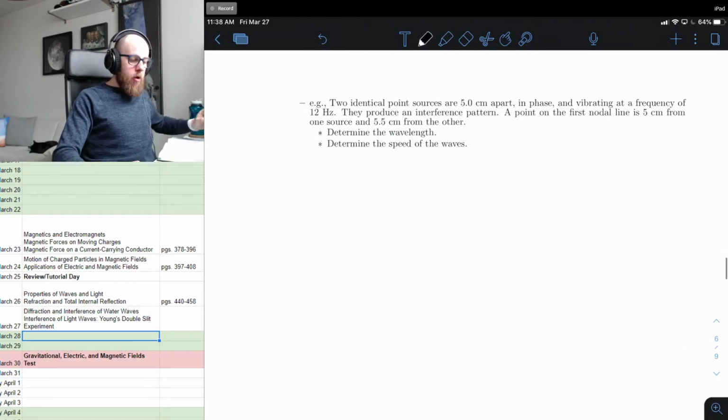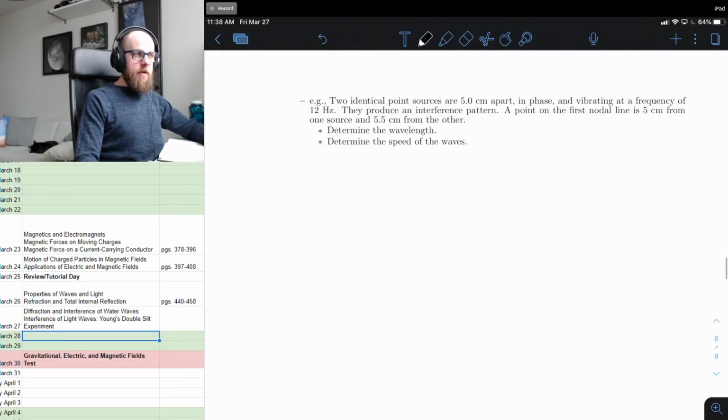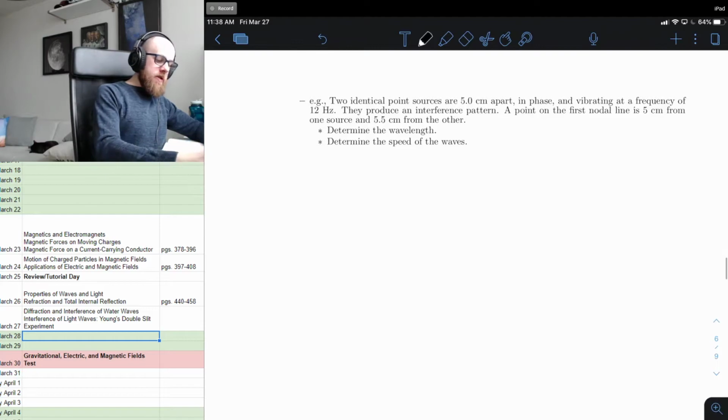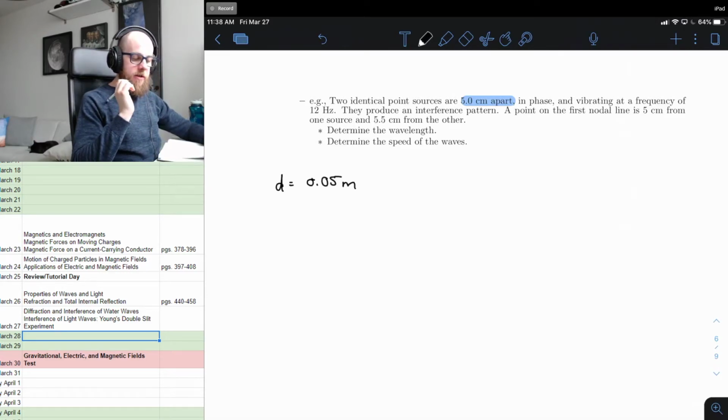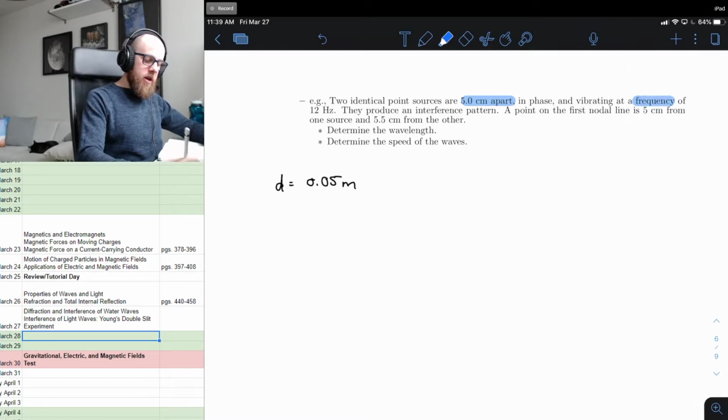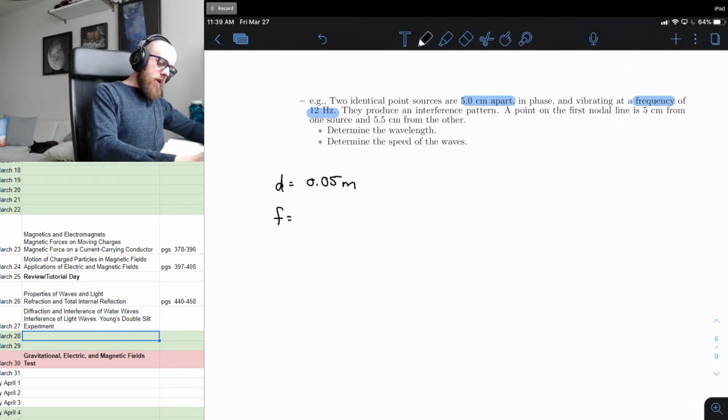Okay, one more example for this stuff. We have two identical point sources, and those point sources are 5 centimeters apart. So my D value is 0.05 meters. They are in phase, which is good. That means we're generating coherent waves. And they're vibrating at a frequency of 12 hertz. So we're actually told the frequency of these waves. Frequency is 12 hertz.